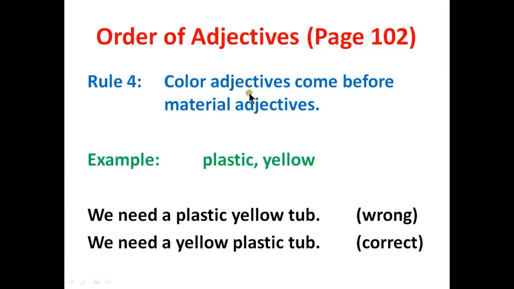Rule number 4. Color adjectives come before material adjectives. Now the words plastic and yellow are two adjectives. The word plastic is a material adjective. The word yellow is a color adjective. Now I have written two sentences. You can see one will be wrong, the other is correct according to rule number 4. We need a plastic yellow tub. This is a wrong sentence because I am not using the two adjectives properly according to rule number 4. I have to use the color adjective before the material adjective. We need a yellow plastic tub. Then it will be a 100% correct sentence.